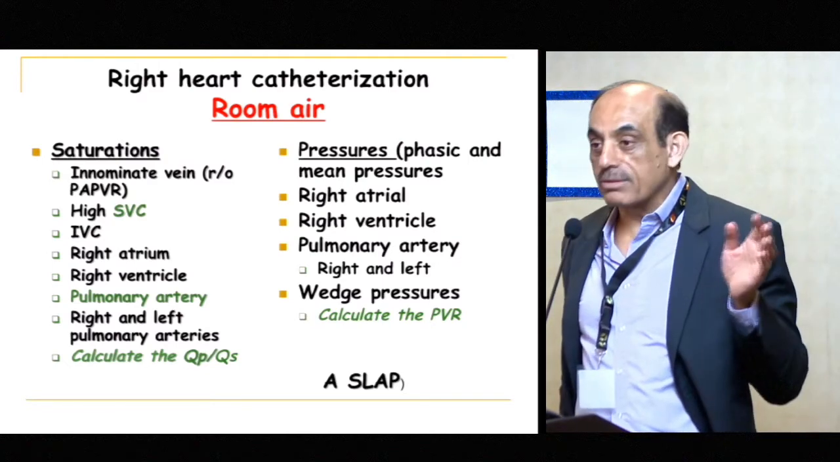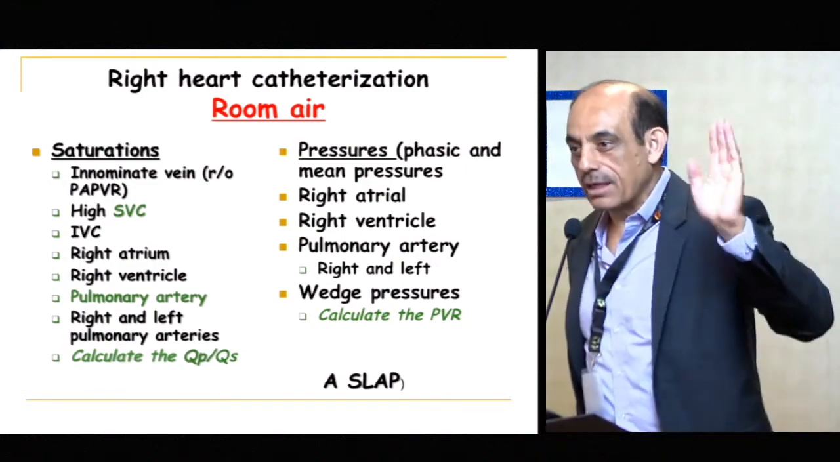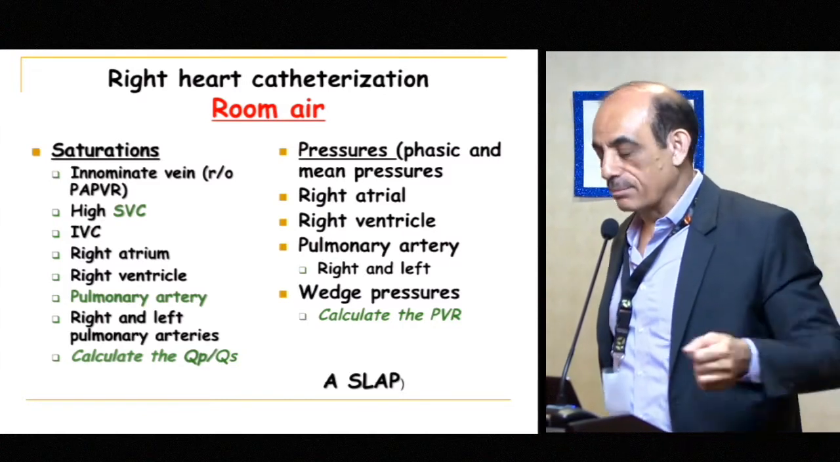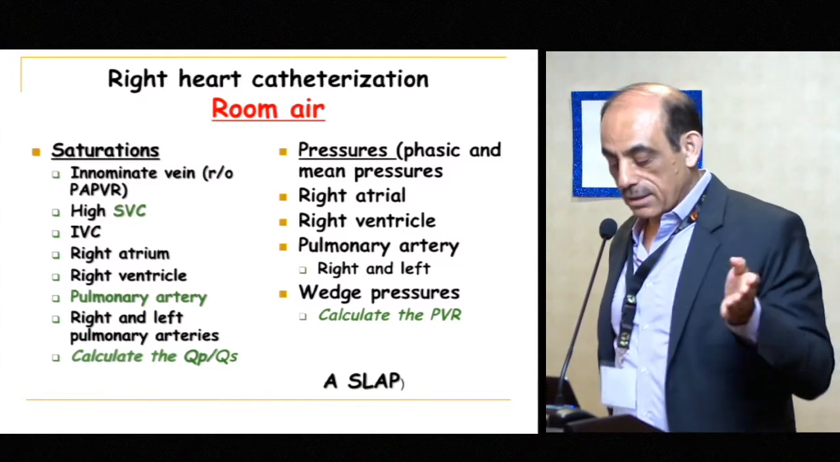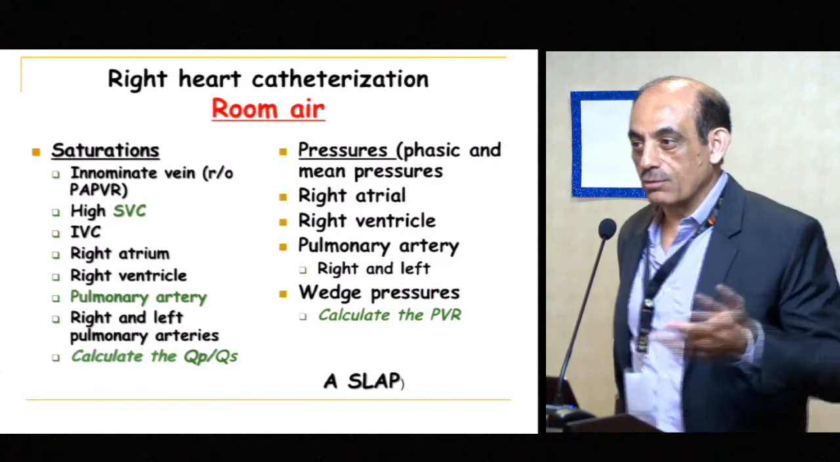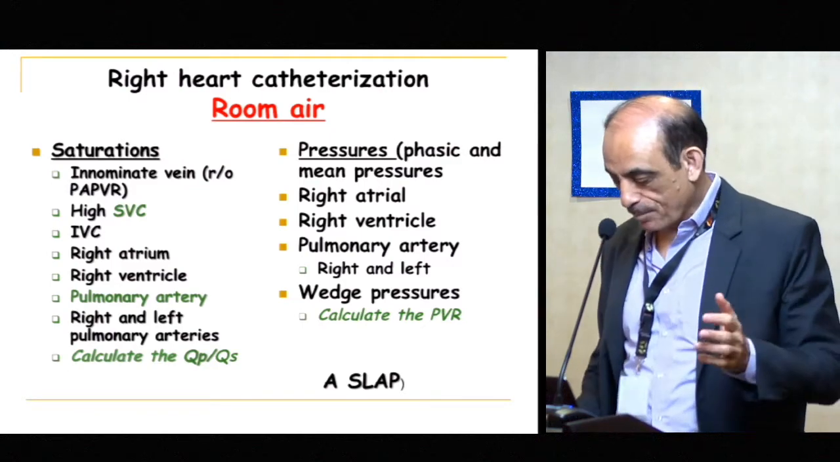Always remember this acronym, A SLAP. The simplest way, if you forget, not the pediatric guys. A for aorta, S for SVC, L for LA or pulmonary vein, and P for pulmonary artery. A minus S, divided by LA minus P, will give you a rough QPQS, right? So remember the acronym, A SLAP.